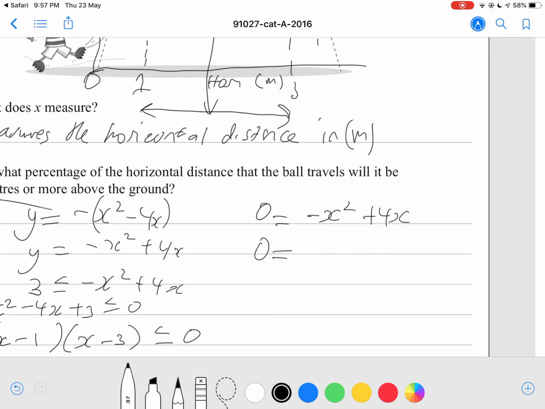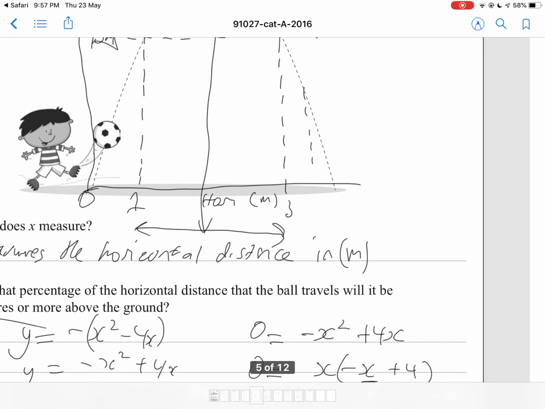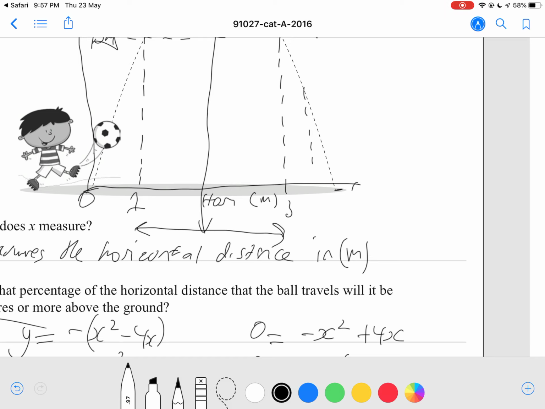So 0 equals negative x, and then positive 4 here. So therefore x is positive 4, so x equals 4 or 0, okay? So these are the x-intercepts, okay? So when the height equals 0 meters, this will be x equals 4 meters, and this is x equals 0 meters.